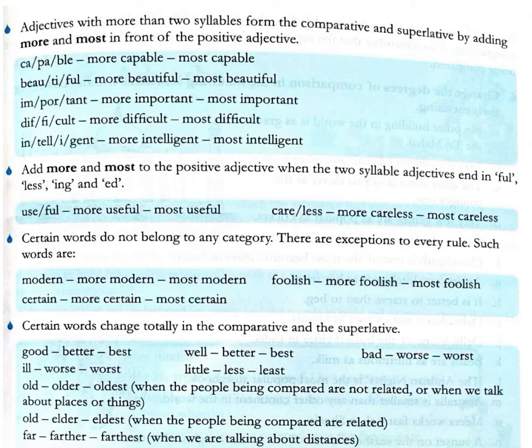After that we have certain words that change totally in the comparative and the superlative. For example, good, better, best. We cannot say good, more good or most good. It will be good, better or best. Well, better, best. Bad, worse, worst. Like that. Next is old, elder, eldest. Far, farther, farthest. Like that.